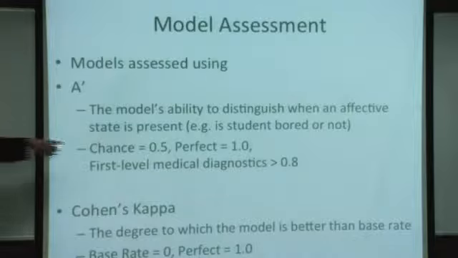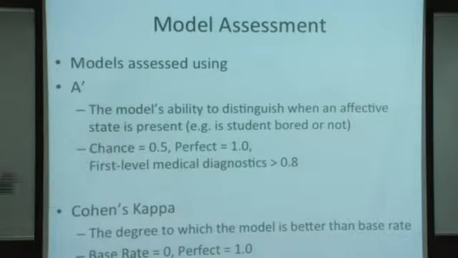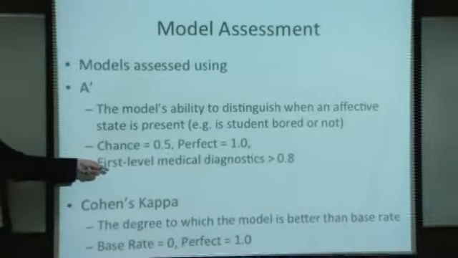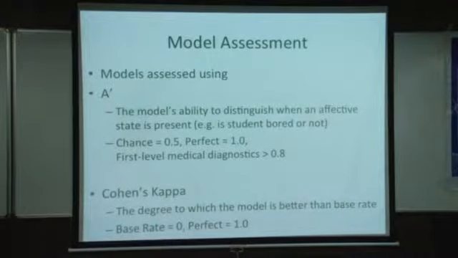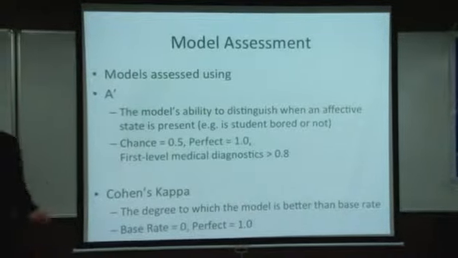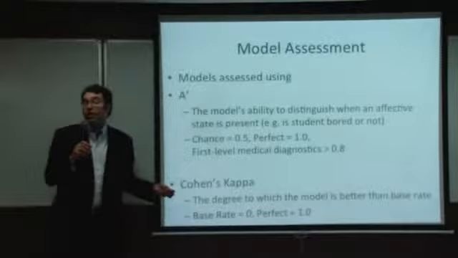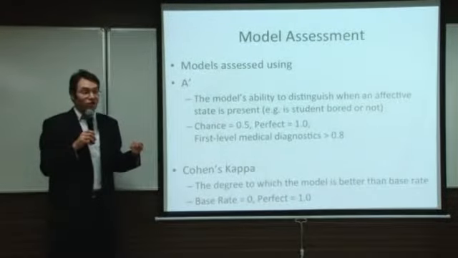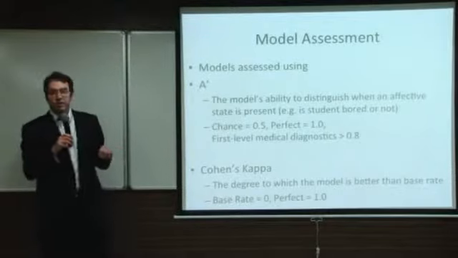Okay. Chance performance is 50% because that means you can tell half the time between the two. Perfect is 100%. And for first level medical diagnostics, often 0.8 is good enough. I've seen papers in the 0.7s. By comparison, really good medical diagnostics get into the 0.9999 range, but that involves things like DNA PCR testing.